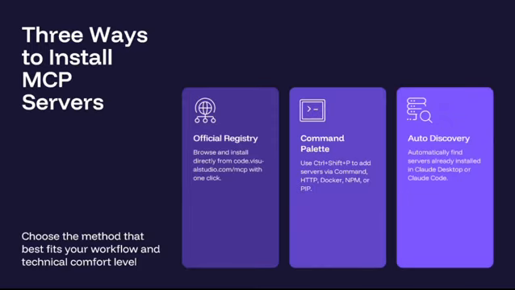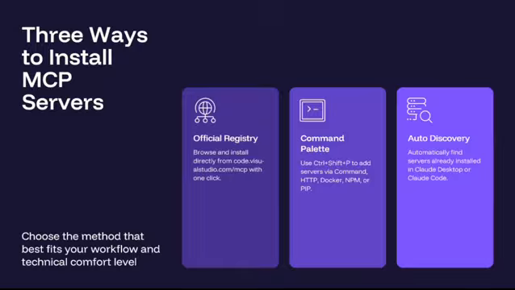Let's completely understand this thing. Okay, so Visual Studio Code gives us three different ways to install the MCP server. First method is using the official MCP registry. We simply visit the Visual Studio Code MCP website, choose the server we want, and install it with just a click. Okay, then the second method is through the command palette.